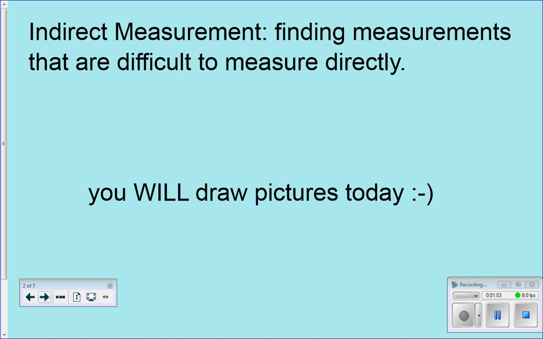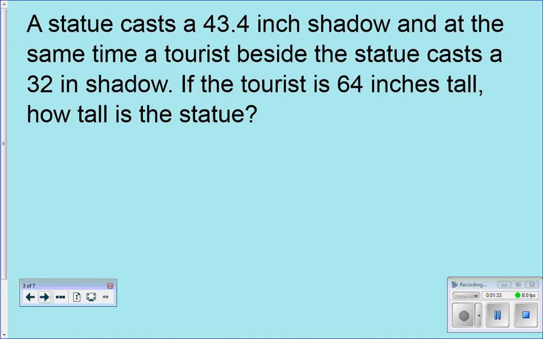And you are going to draw pictures today. For me, they don't have to be detailed by any means, okay? But this picture will help you to figure out what your problem is and to help you figure out your answer. Something you're going to see today, you're most likely going to have story problems, but that's where your pictures come in.